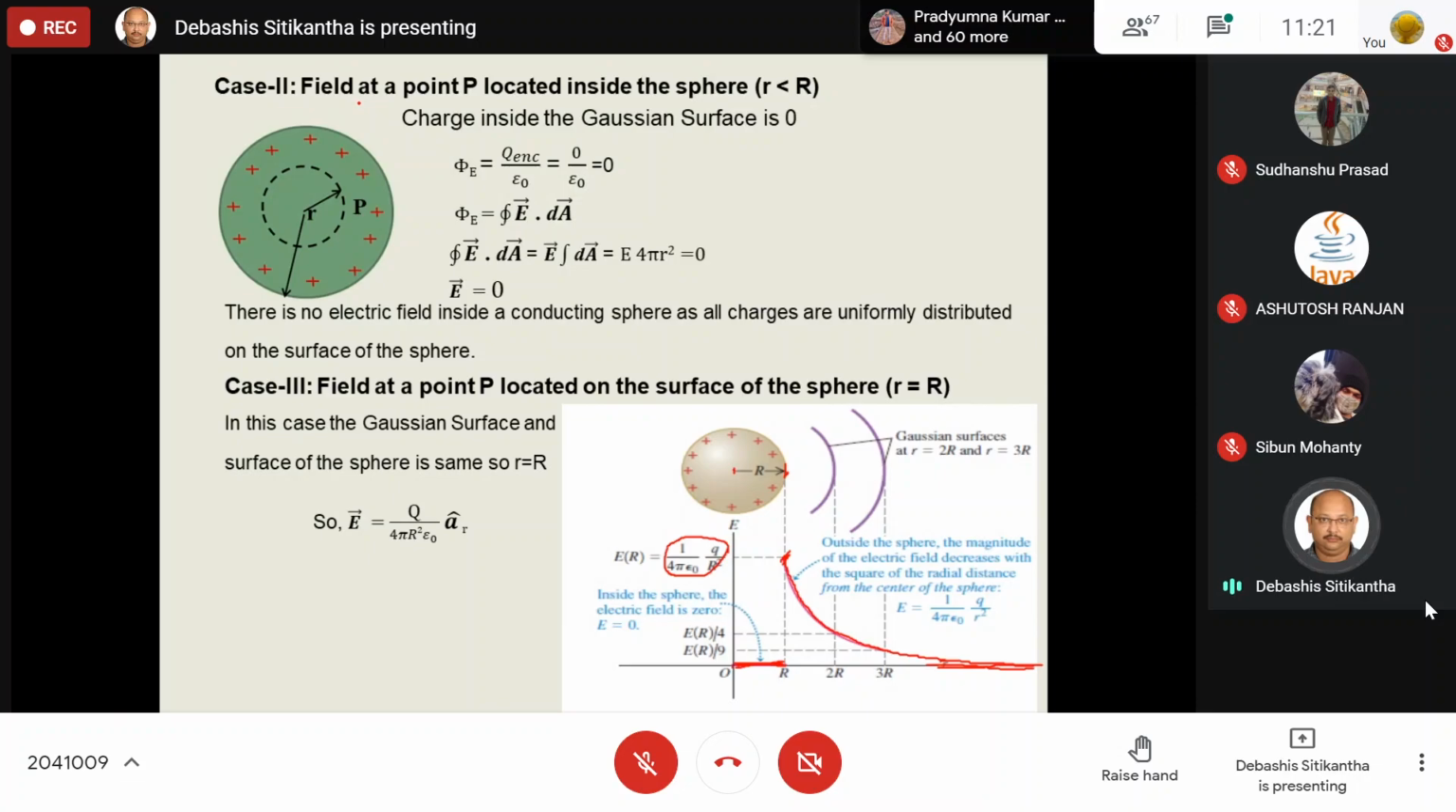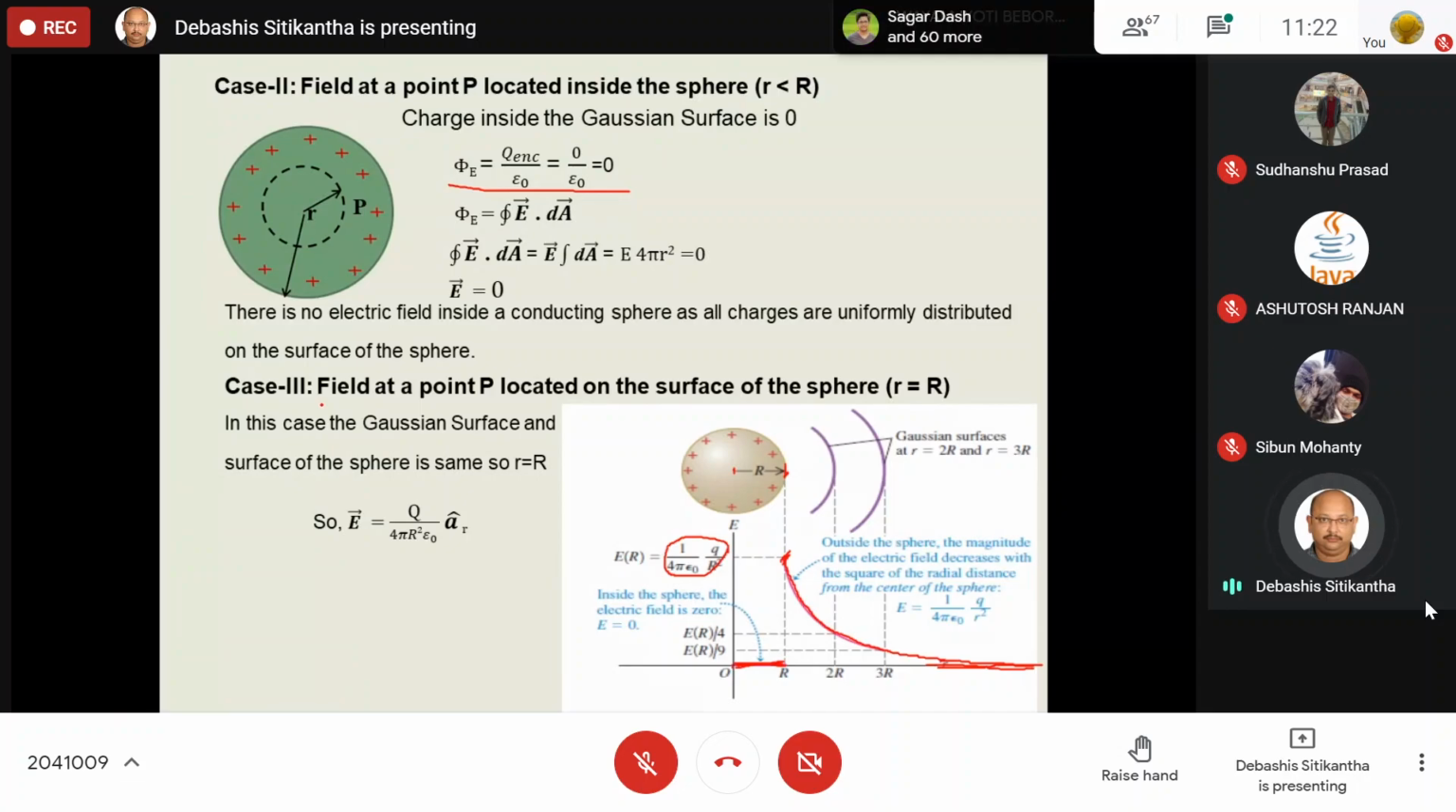Now, in the previous case, when we talked about outside the conductor, we showed the derivation. In case of inside the sphere, we have drawn a Gaussian surface, and as you can see, this is a hollow sphere. So all the charges are confined to the outer periphery. Therefore, the total charge enclosed by this Gaussian surface is going to be zero. So ultimately phi E is going to be zero. If this is zero, there is no need for further calculation because obviously your E vector is going to be equal to zero.